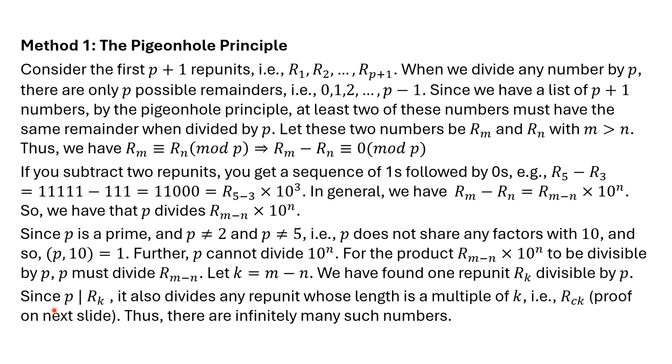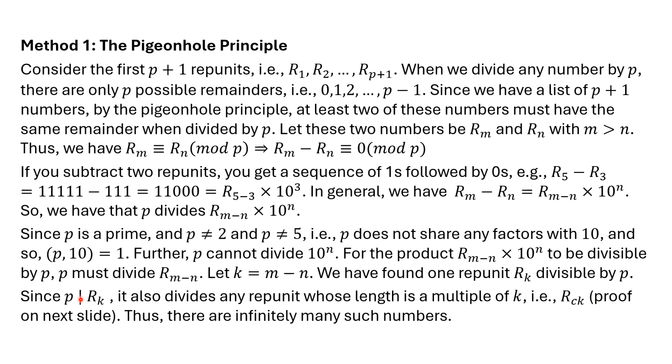And since p divides R sub k, it also divides any rep unit whose length is a multiple of k. In other words, it'll divide R sub ck, where c is an integer. That's not obvious. I'll prove that on the next slide, but that basically concludes the proof once we prove this. Thus, there are infinitely many such numbers, in other words, this set here. So p, any prime that's not equal to 2 or 5, exactly divides an infinite number of these rep units.